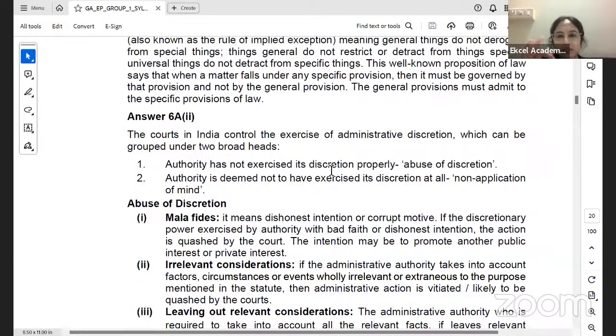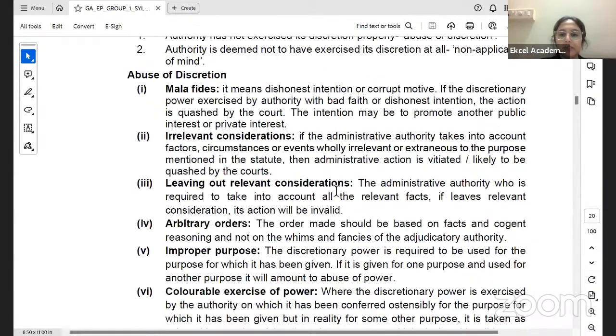So courts, whatever law says, court will check whether that administrative authority has used his power properly or he has misused. So in the light of this statement, discuss judicial review at the stage of exercise of administrative discretion. So this is easy. Okay, at the stage of administrative discretion, what is a judicial review? So there it is divided into two. That is, authority has not exercised the discretion properly. That is abuse of discretion. And next one is authority is deemed not to have exercised the discretion at all. That is non-application of mind. Simply whatever the government says, that you keep on following. So that two things. So abuse of discretion, you have to write everything.